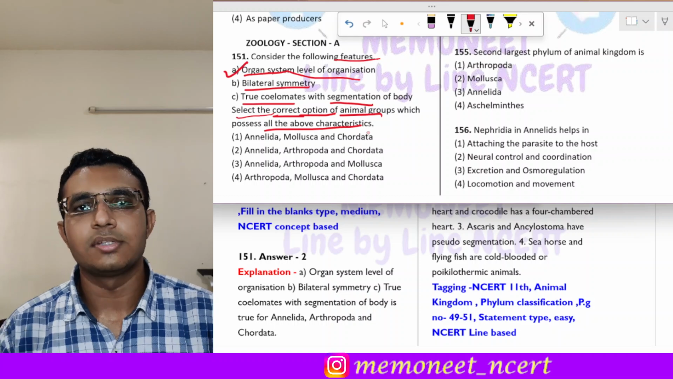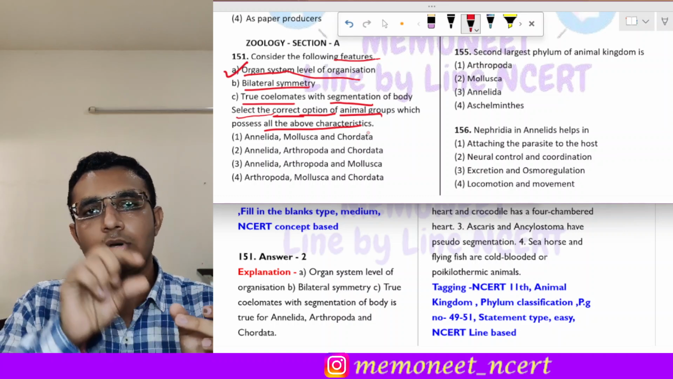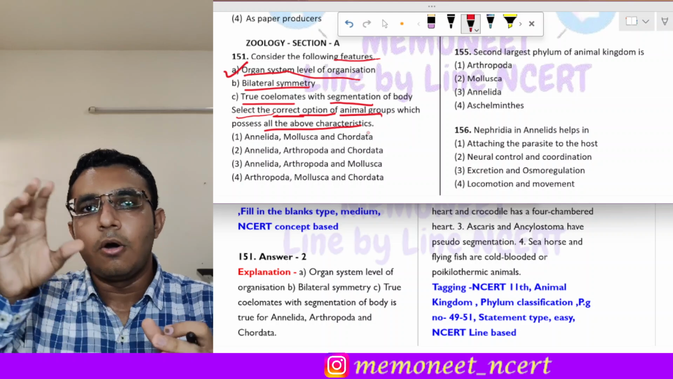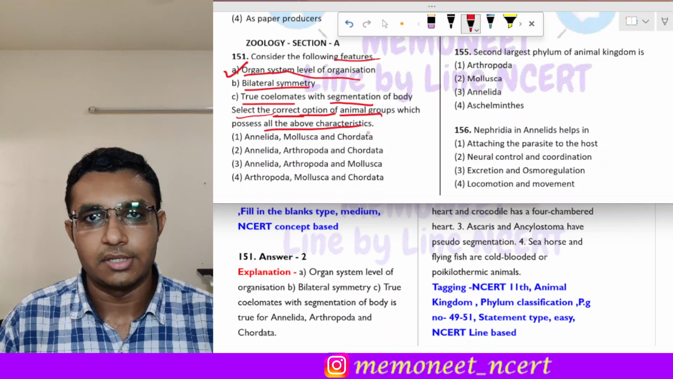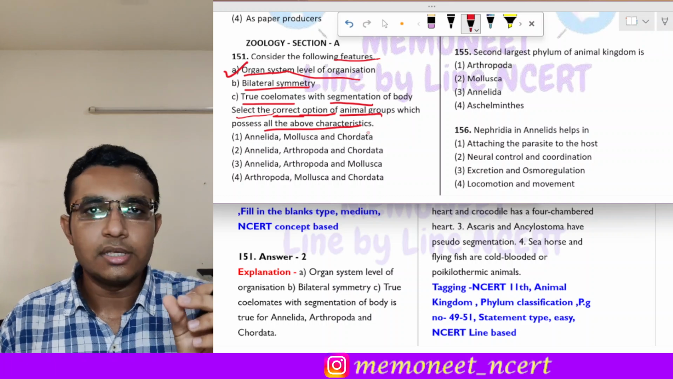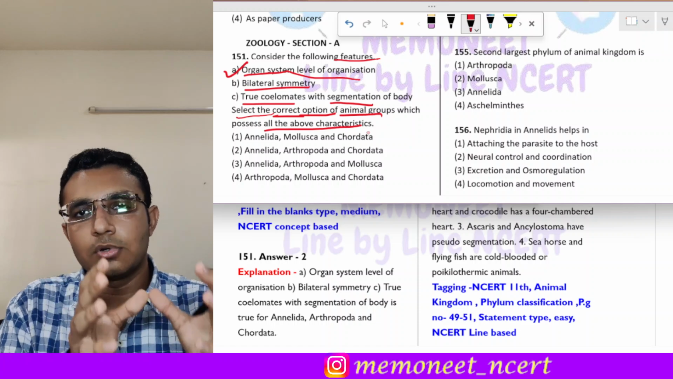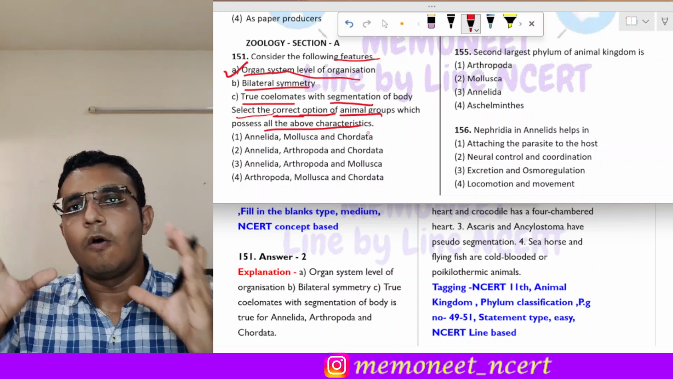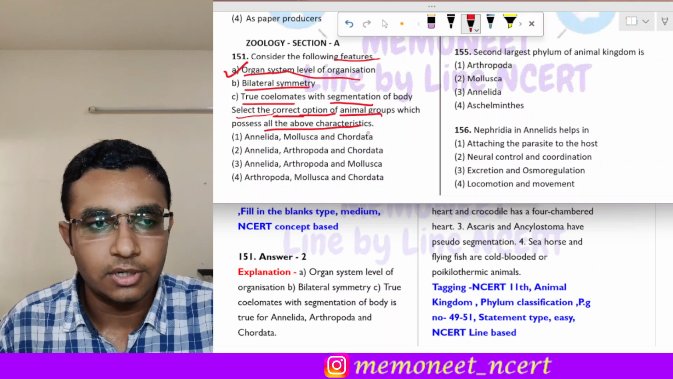So what happens is we start from the cellular level of organization, then we go to tissue level of organization, organ level of organization, and after that organ system level of organization. All right, so our body starts with a cell, then group of cells forms a tissue, groups of tissue form organs, and organs combine to form organ system. So that is the organ system level of organization.